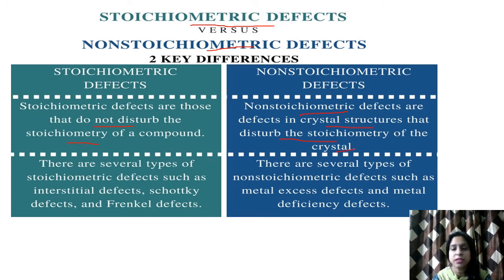क्रिस्टल की स्टोचियोमेट्री क्या होती है, डिस्टर्ब हो जाती है. Stoichiometric defects are of various types like interstitial, Schottky, Frenkel, vacancy, whereas the non-stoichiometric defects are of two types usually, that is metal excess defect and metal deficiency defect. So please again go through the NCERT book, read the topic again and do the revision, and whenever you revise the topic again, go through the video. Thank you.